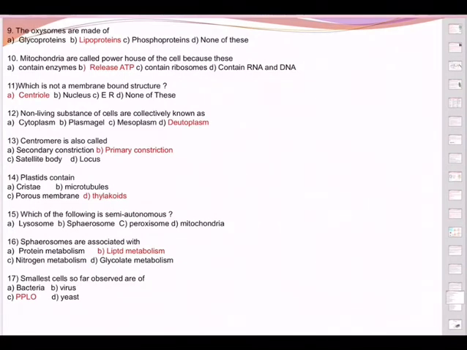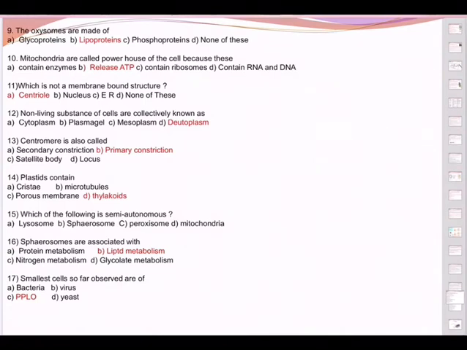And question 10. Mitochondria are called powerhouses of the cell. Please remember this: the statement itself can be a question. What are powerhouses of the cell? Computer boys, remember, powerhouses of the cell are called mitochondria because they store energy and then release energy. So they contain enzymes, true, but we are talking of power. Release ATP, yes. Why? ATP, if you expand, adenosine triphosphate. This is the energy currency of the cell.